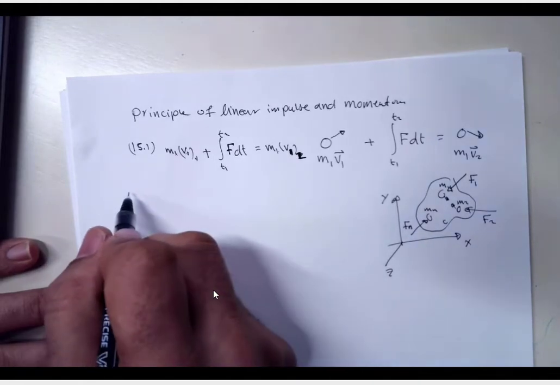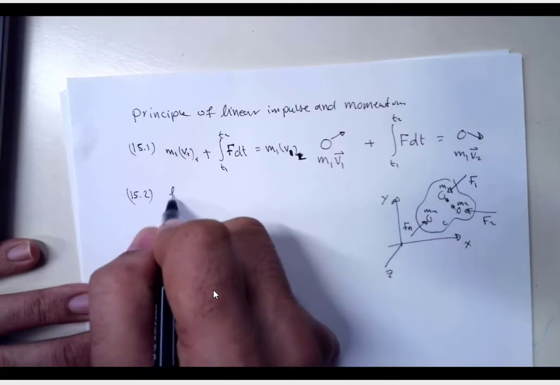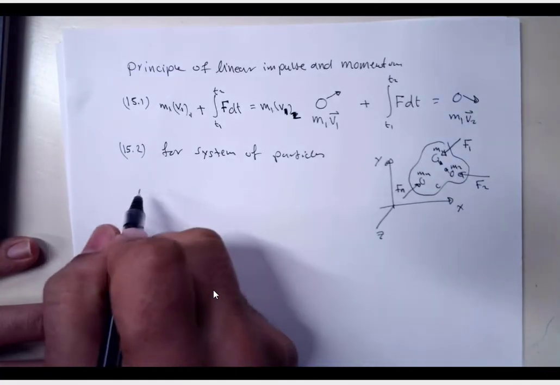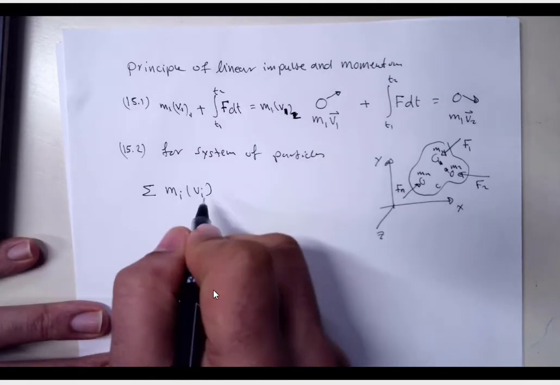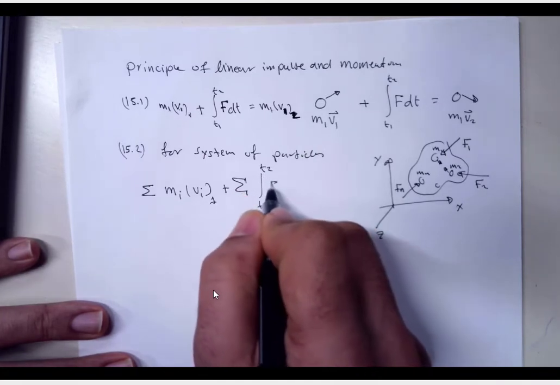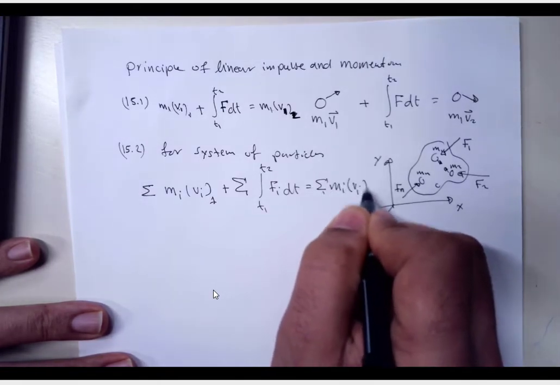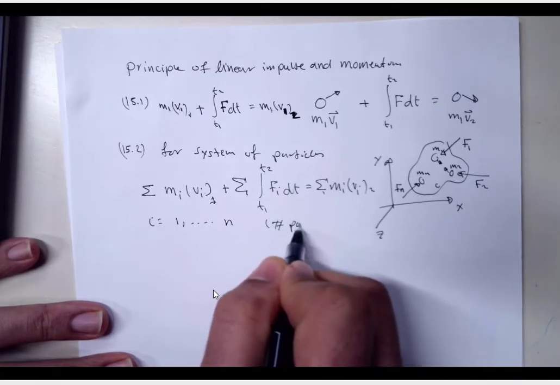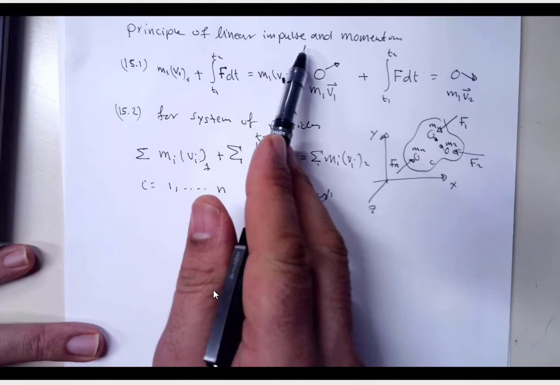So this is after. Now if I have multiple particles, that defines the principle of linear impulse and momentum for the system of particles shown over here. It will be simply the summation of all the linear momenta of these particles before, plus the summation of all the net impulses, again emphasis net impulses, Fi dt, equals the summation of the linear momenta after, where i is 1 to n, the number of particles. So that's the principle of linear impulse and momentum for a system of particles.